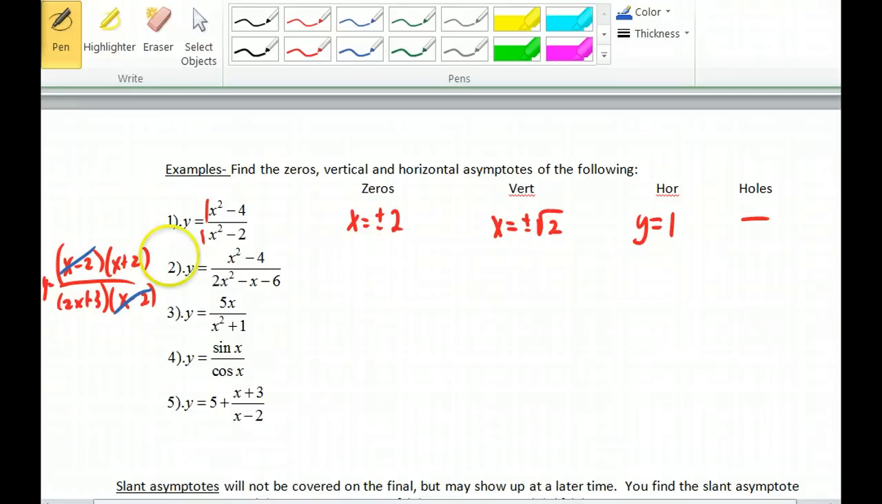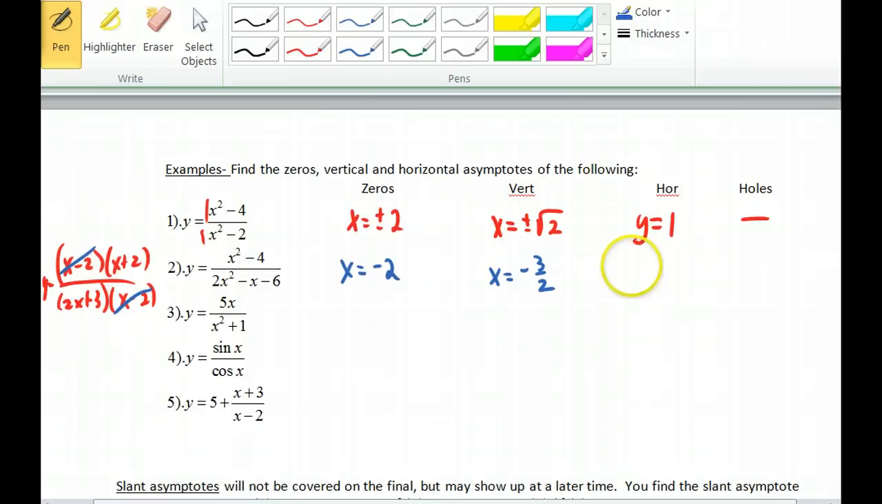So first of all, our zeros. You don't include the hole as one of your zeros. So this would be x is equal to negative 2. Your vertical asymptotes, that's our denominator. That would be x is equal to negative 3/2. Horizontal asymptotes, you look at leading coefficients. Oh, it's x squared. Okay, that's the highest degree.